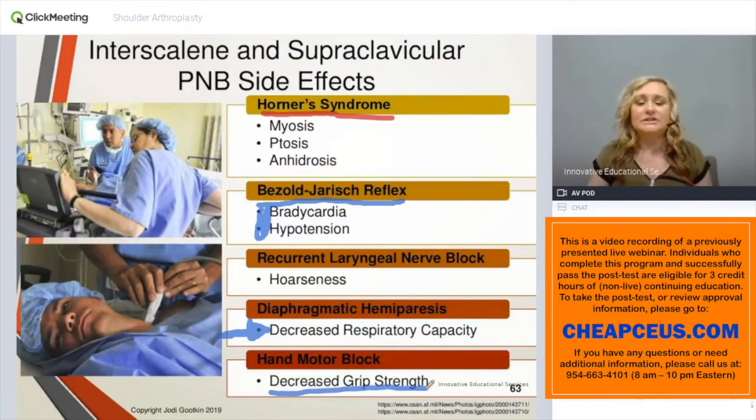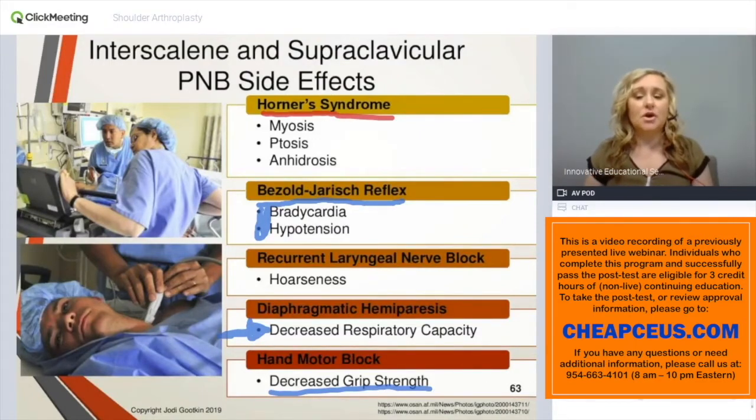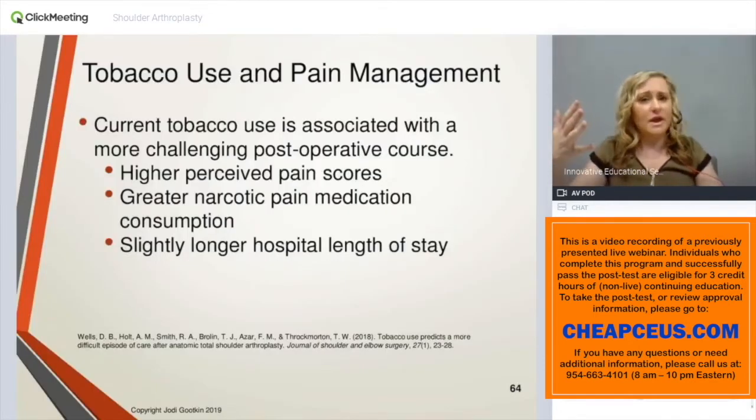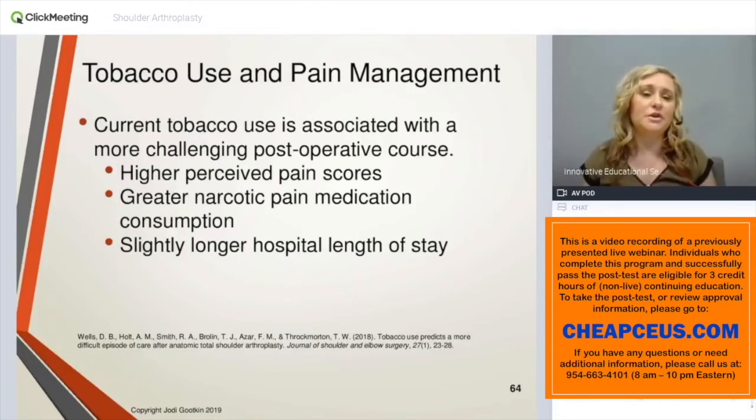And then you're also going to assess down the chain with grip strength, because if that lower brachial plexus has excessive involvement during the nerve block, we may see a decrease in grip strength. And most of these things are going to be transient, but you want to know what they are, so as you're assessing the patient, you can determine when you need to communicate with other health professionals and the patient may need additional attention.